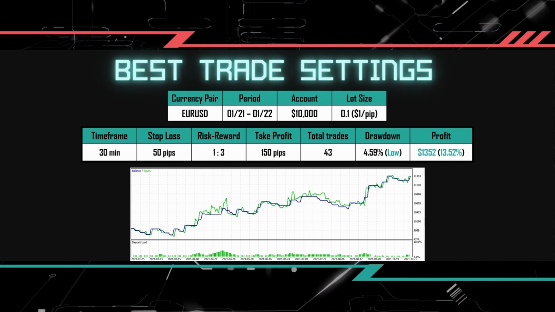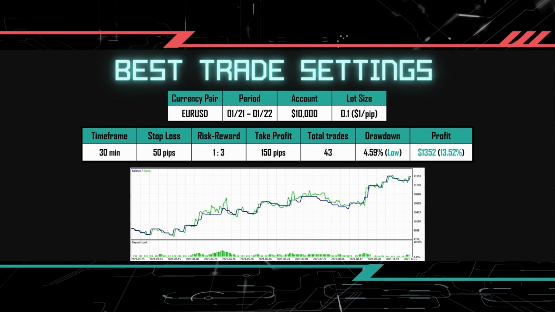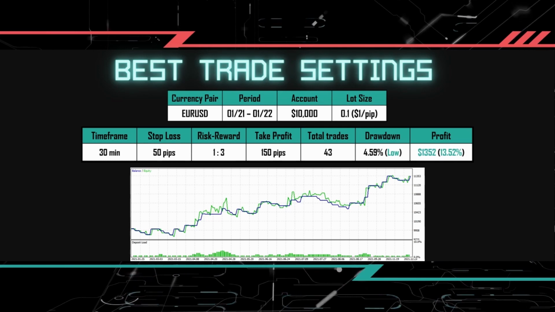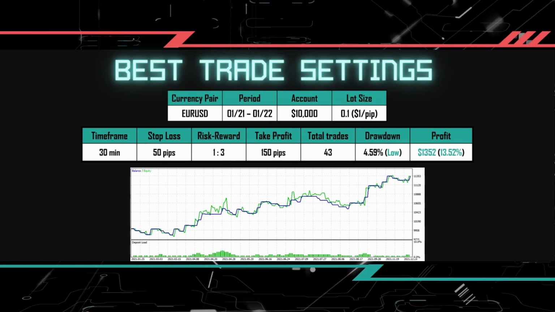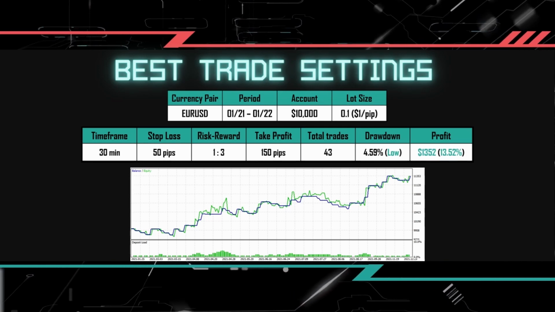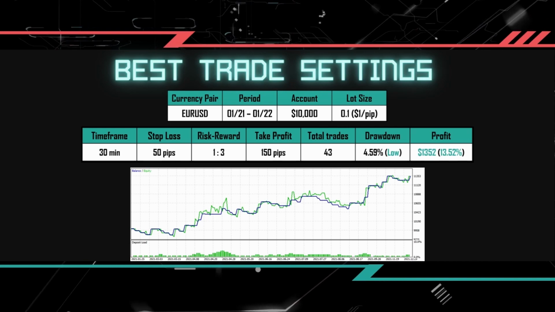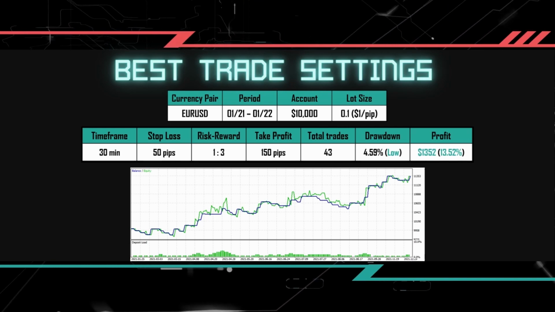There were a total of 43 trades executed in 2021. The equity drawdown is at 4.59%, which is relatively low. This trade setting has given us a total of 1352 pips of profit in 2021.